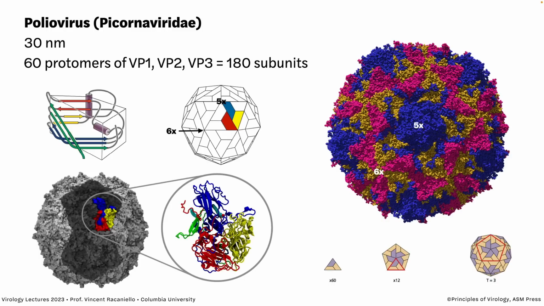The structural unit is made up of 3 proteins, and there are 3 different proteins. So you could have 3 of the same protein or 3 different proteins. And you don't need to worry about this, but I'm going to tell you in case you run across it. When you have 3 different proteins comprising the structural unit, it's called pseudo T equals 3 symmetry, right? So it's not just T equals 3, it's pseudo T equals 3.